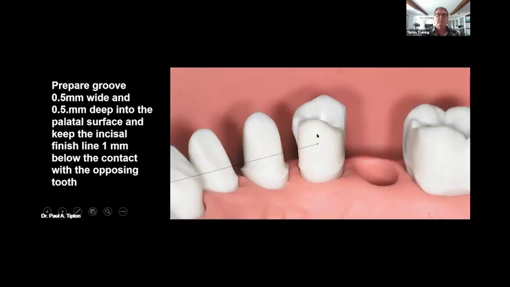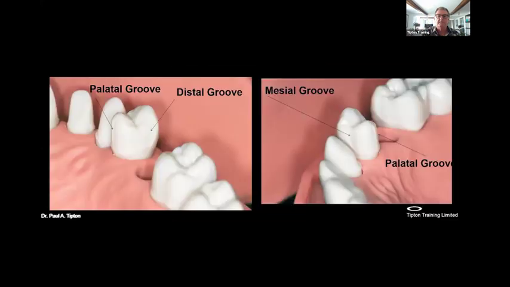Now we're going to prepare our lingual groove, palatal groove. Remember, this needs to be bisecting the mesial and the distal wall. Okay, so like this, then your groove needs to be bisecting that so we can get seating. There's our palatal groove, finishing a millimeter away from where my contact is going to be.